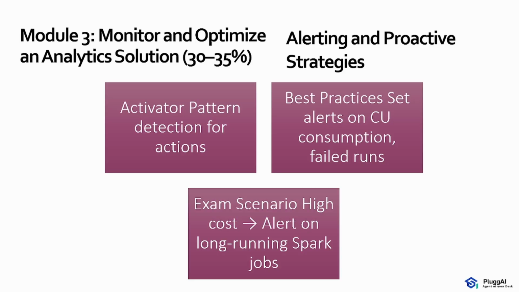Activator is cool. It detects patterns in streaming data and triggers actions like email or pipeline. But classic alerts via Azure Monitor cover high CU, failed activities, and long durations. Best practice: alert on pipeline failures immediately, on Spark memory spills for tuning, and on capacity nearing limits. Proactive: schedule OPTIMIZE and VACUUM, and review Monitoring Hub weekly. Scenario: unexpected cost spike. Alert on long-running notebooks plus auto-terminate.